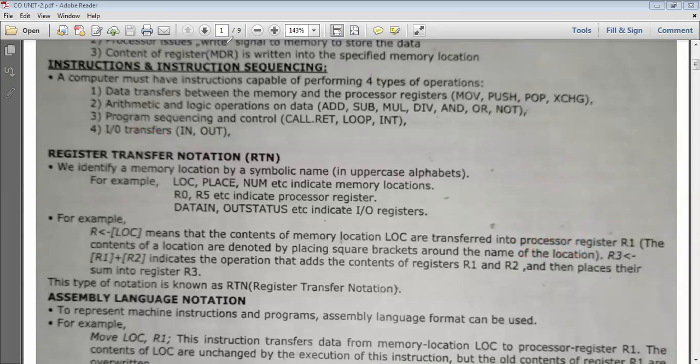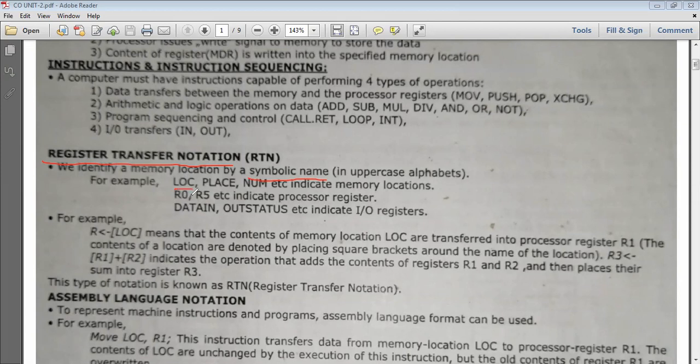So here, register transfer notation means how we indicate the registers and memory locations using variables. First we learn about that. In register transfer notation, we identify a memory location by a symbolic name. What are the names used for identifying the memory location?